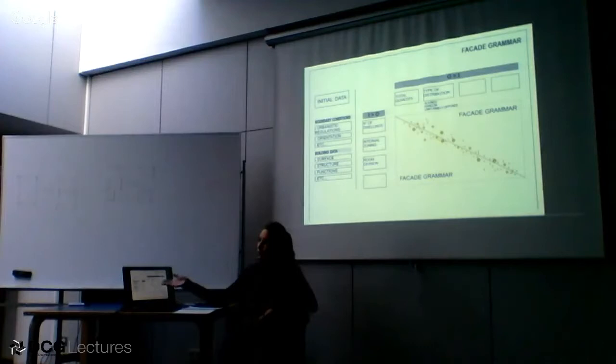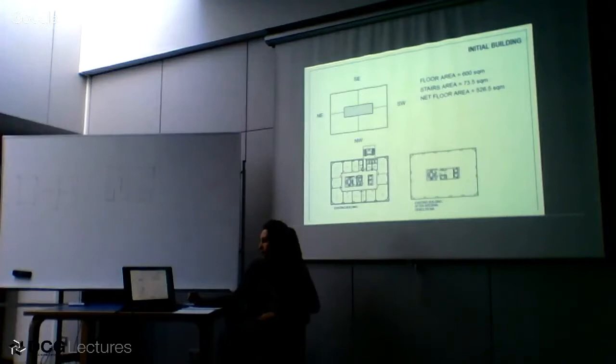The facade grammar could also have combined together the two series of results. Okay, first step was defining the initial building. So starting from the initial existing floor plan, I came out with an existing building simplified plan after the demolition, and a scheme of that plan that considers the floor area, the core area, and the orientation points.